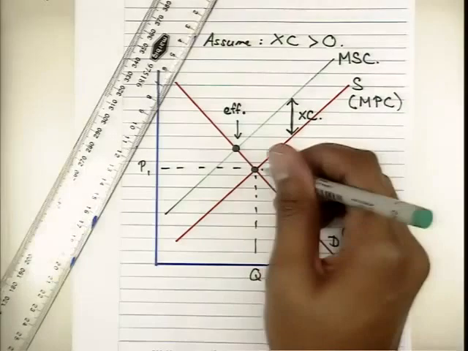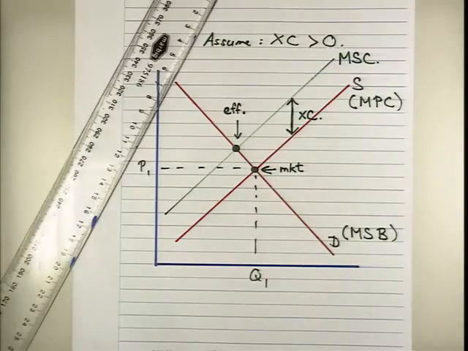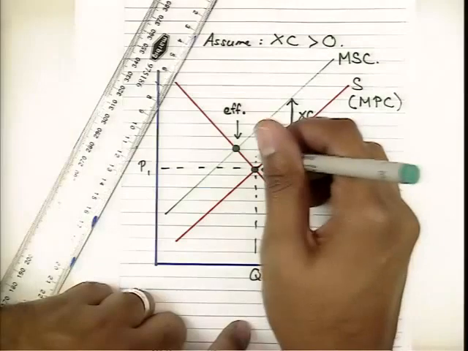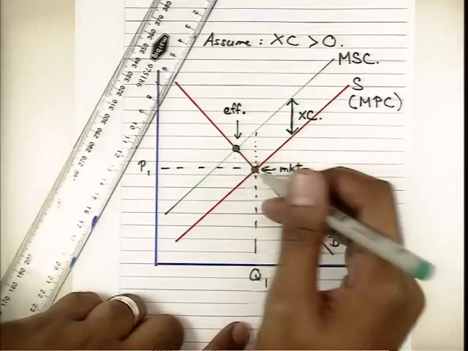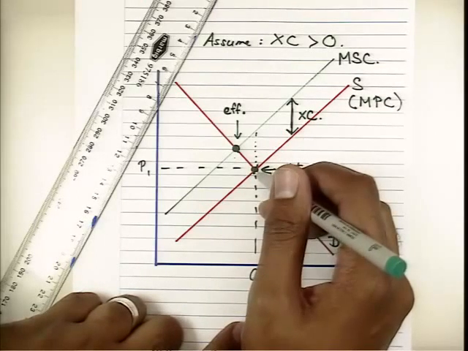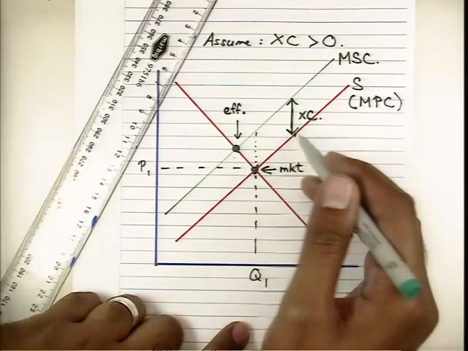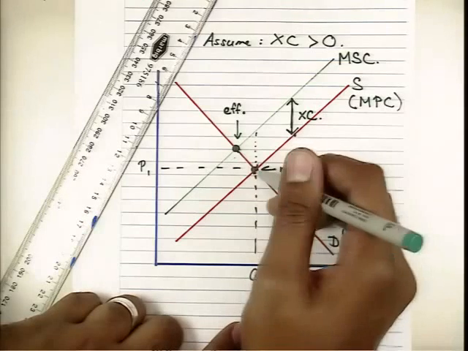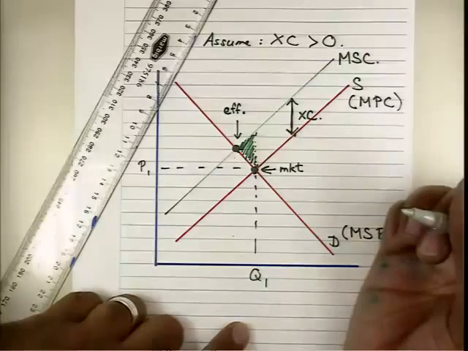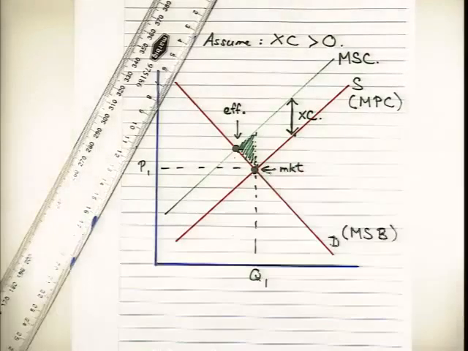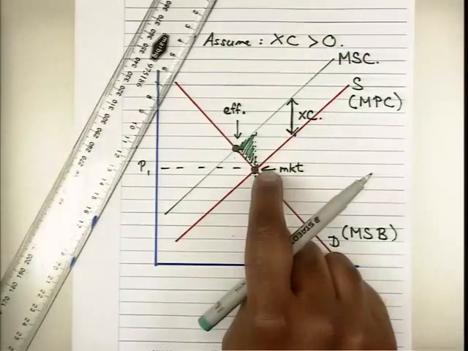The market is actually not efficient. What the market is doing is going beyond the efficient point. The market is overproducing this product because it is underestimating the cost. The private market is ignoring the external cost. They underestimate the cost, overproduce, and create a deadweight loss. The market is creating a deadweight loss in this case by producing beyond the efficient point.